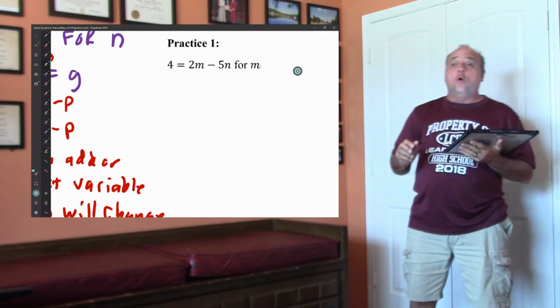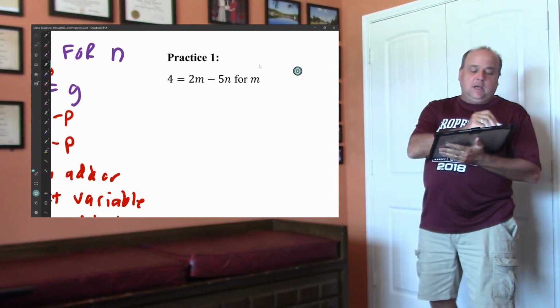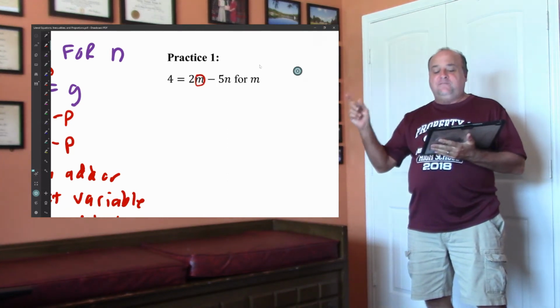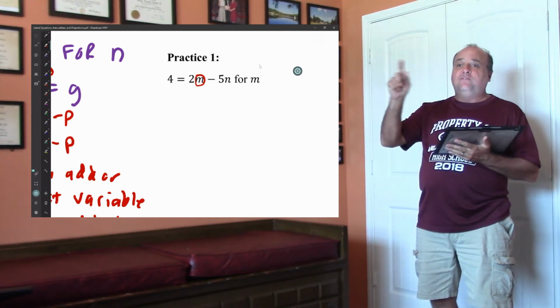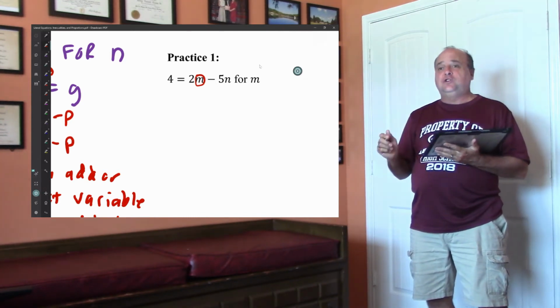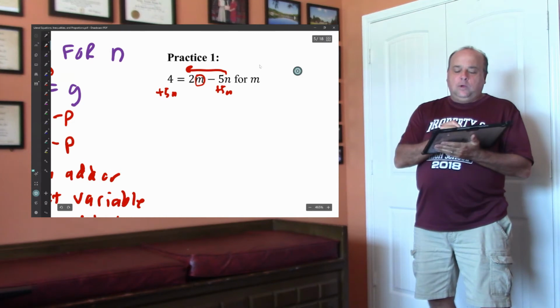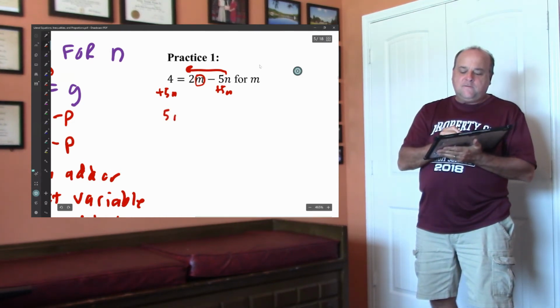Just like eating an Oreo cookie. Okay, we're going to solve this for m. So circle the letter you want to solve for. Now the 5n is added or subtracted and the 2's multiplied. So we're going to move the 5n first, and then we're going to divide by 2. So let's move the 5n to the right. We're going to add 5n. And we'll get 5n plus 4. Put the letter first. 5n plus 4 equals 2m.